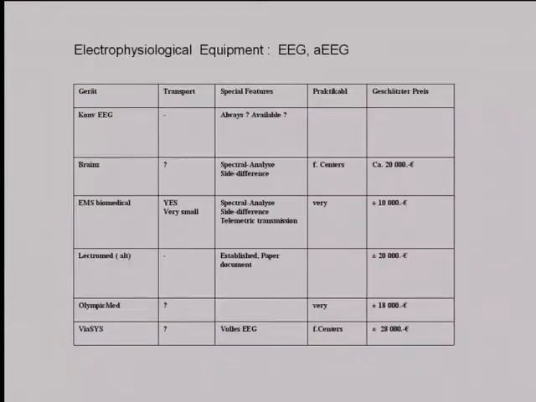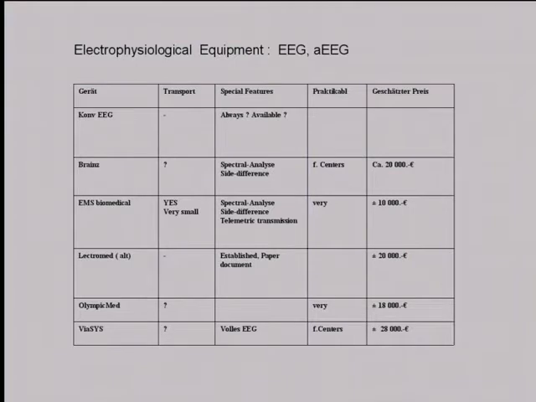Next slide. First of all, you have an array of electrophysiological equipment in terms of EEG and aEEG. You must decide what you are aiming at. You can use the conventional EEG, but it's not always available and difficult to interpret. There is a cerebral function monitor which has cerebral spectral analysis. It can also show you the side differences.